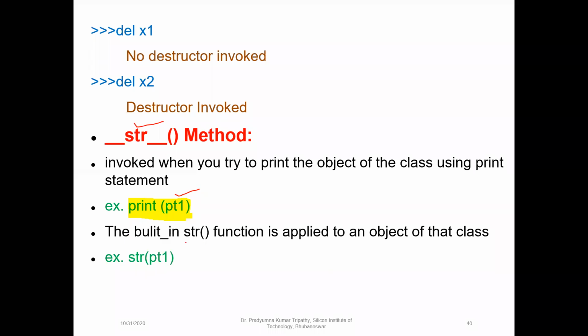Besides that, you have a built-in str function that is applied to the object of that class. If you want to explicitly call it, you can call it by str of pt1. So when you write print pt1, str is called automatically, or you may call it explicitly by str of, in brackets, the object. Correct? And that will give you the list of all the data members and member functions that you have defined inside the class. This is str.